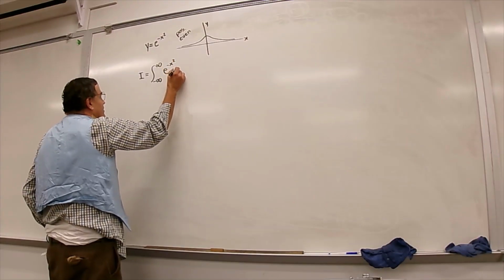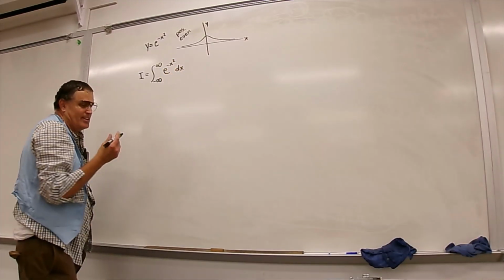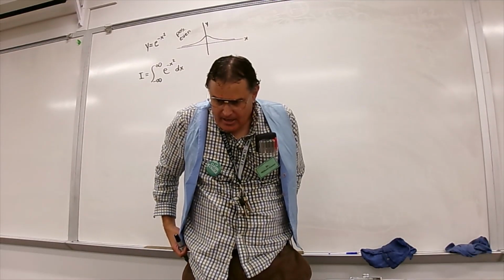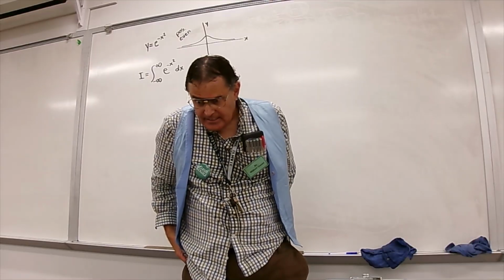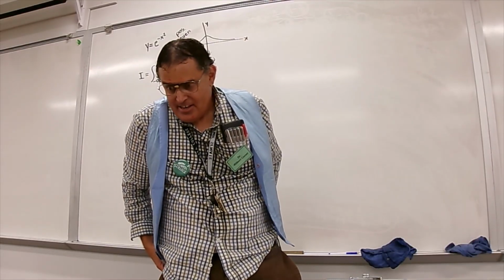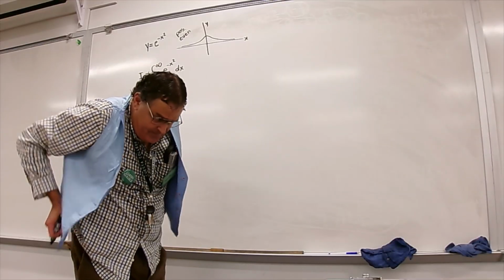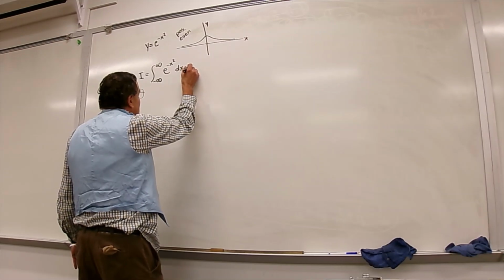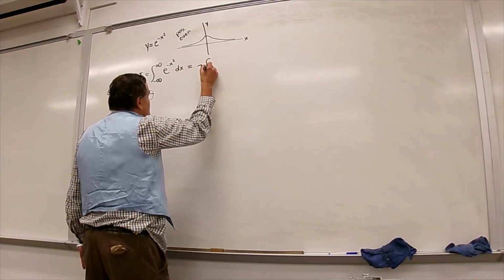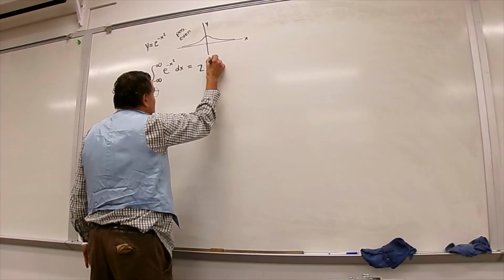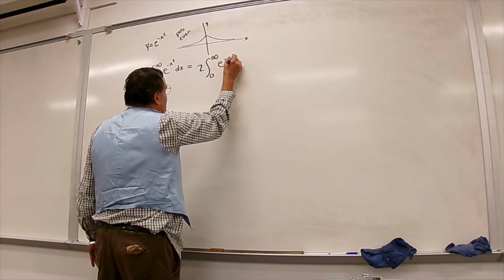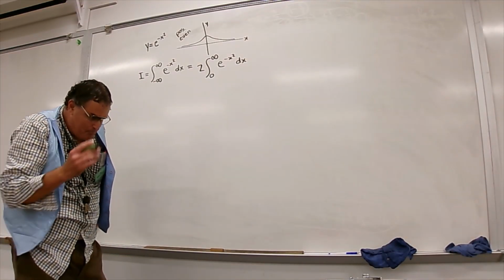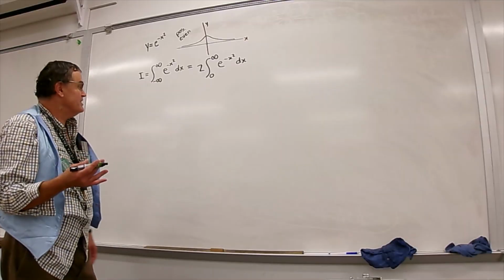And if you try to do a u substitution or any of that other stuff, you're going to end up getting a headache. Yeah, that's what you're going to get. Okay, so because this is even, I'm going to write this as 2 times the integral from 0 to infinity of e to the negative x squared dx. That's what that is. And that's still a really hard integral to do.